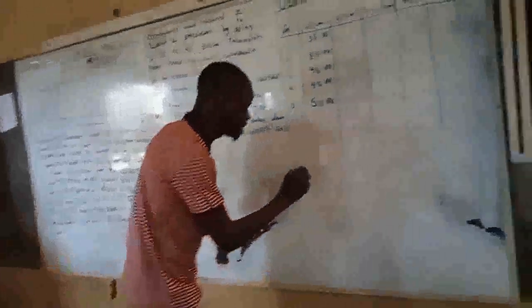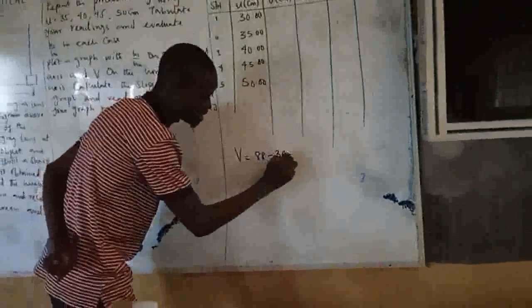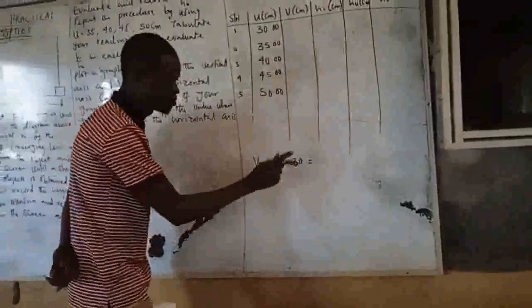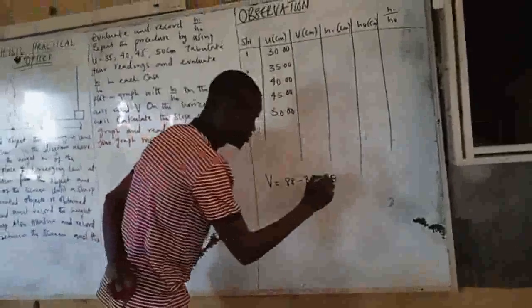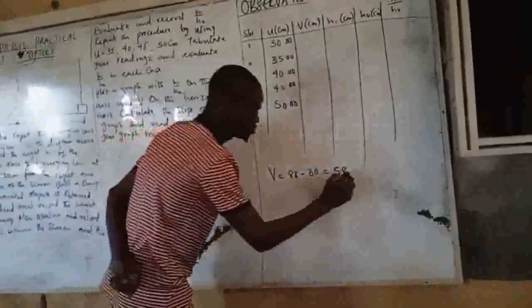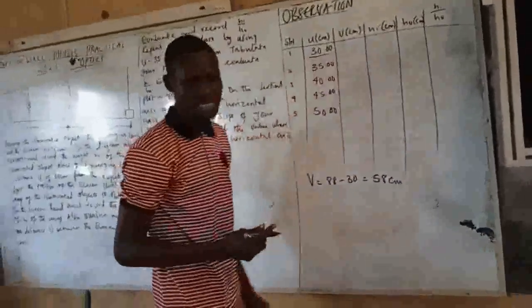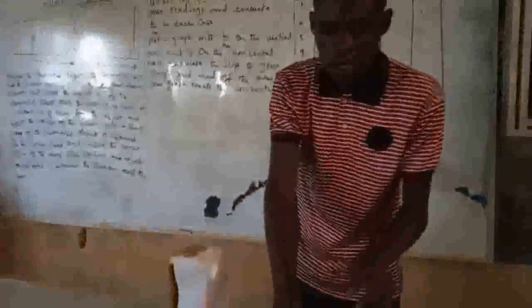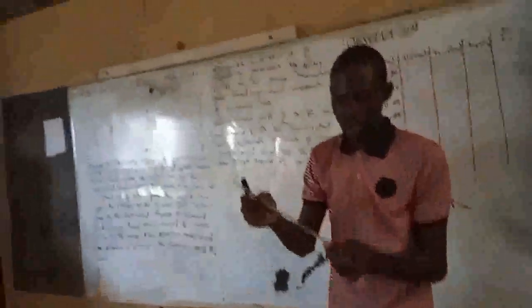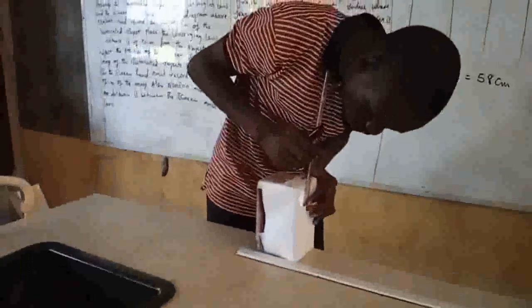My image distance v in this case: the lens is at 30, and we have a sharp image at 88. My image distance should be 88 minus 30, which gives 58 centimeter. That is for when the object distance is 30 centimeter. Also, we are going to measure the height of the image. The height of the image is given to us. If you take a look at this, from here, I have the image to be here.